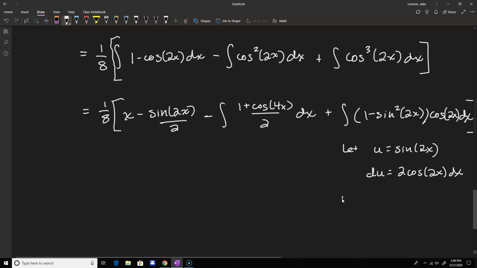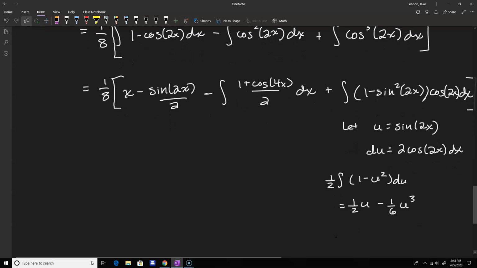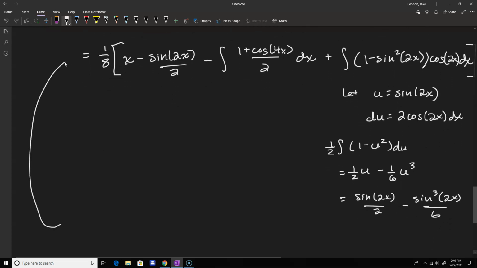So this integral right here becomes the integral of 1 minus u squared, we have the 1/2 and then du. So this will become 1/2 u minus 1/2 times 1/3, so 1/6 u cubed. So that's our very last integral there. So I just wanted to get that done ahead of time. So it's going to be sine of 2x over 2 minus sine cubed 2x over 6. I don't know why I wrote plus. So that's our very last integral. So anyway, let me try and continue all this down here.